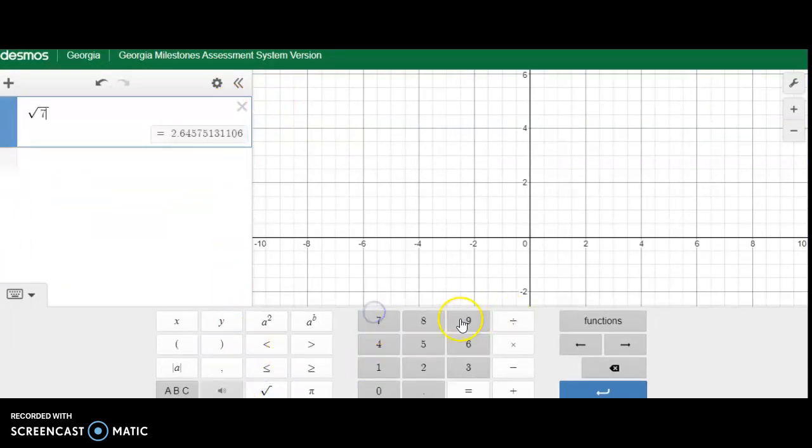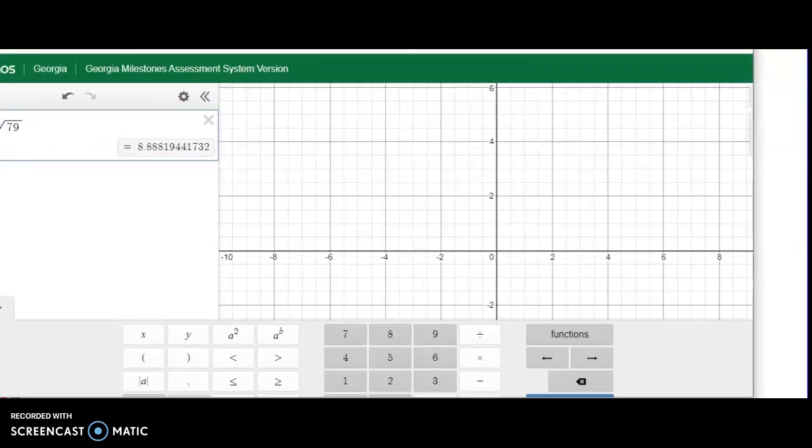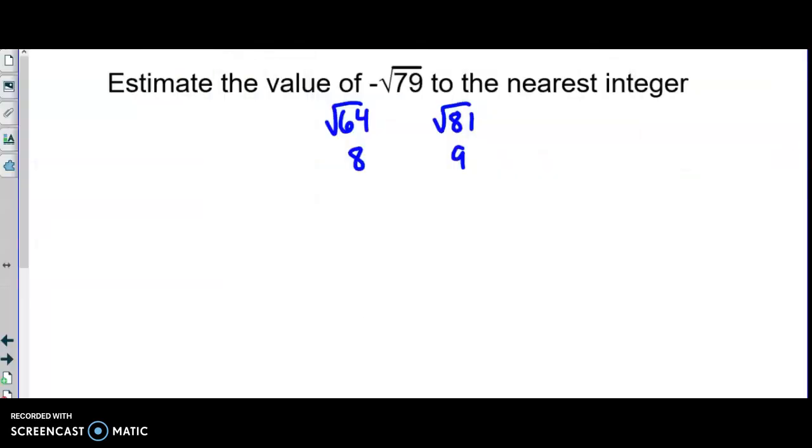So the square root of 79 equals 8.88819 blah, blah, blah. And it says to estimate to the nearest tenth. So this would be 8.9. Or to the nearest integer, I'm sorry, then this would be 9, because an integer does not have a decimal. So we would say the closest integer would be 9.